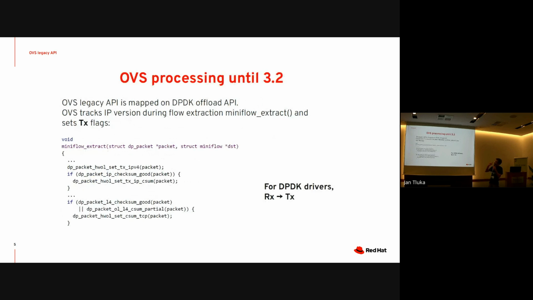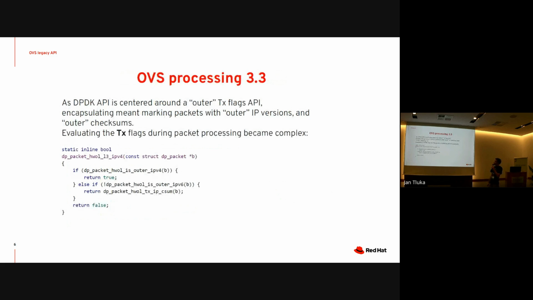So it was for basic TSO support. There was no tunnel at the time in 3.2. So in 3.3, we added tunnel support. And as part of it, it became more complex because the DPDK API was expecting us to tell, oh, I want to do outer UDP checksum, and the checksum will be implicitly inner checksum. Okay. So as part of the processing in OVS, we had to remember, oh, what am I going to do in the end? Is it for outer? Is it for something else? So yeah, it became a bit complex.